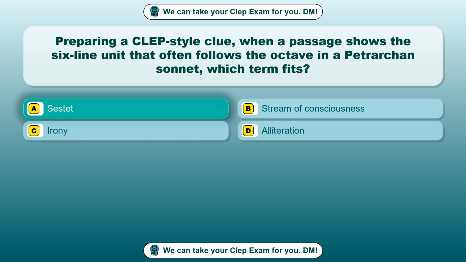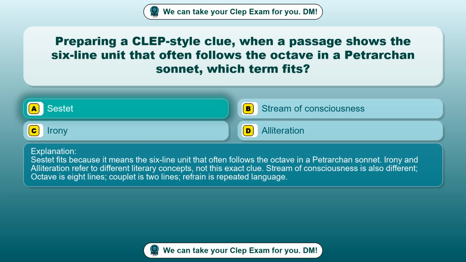Sestet. Sestet fits because it means the six-line unit that often follows the octave in a Petrarchan sonnet. Irony and alliteration refer to different literary concepts, not this exact clue. Stream of consciousness is also different. Octave is 8 lines, couplet is 2 lines, refrain is repeated language.